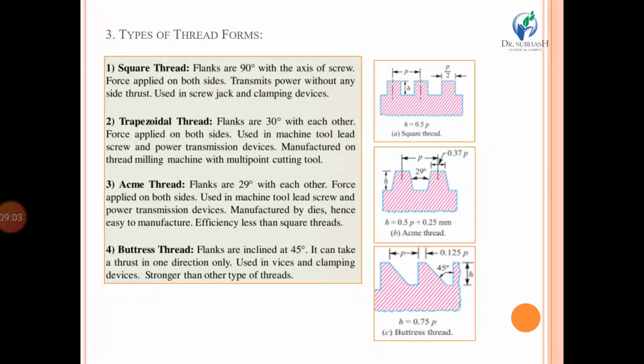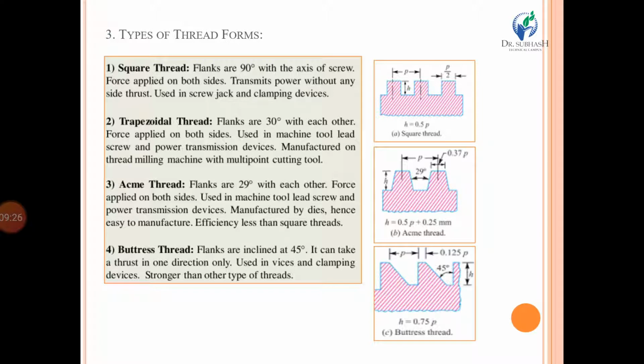Acme thread is thread type number 3, and it is very similar to the trapezoidal thread, except there is a little difference in the angle. There is 29 degrees between flanks in place of 30 degrees. Other characteristics of the Acme thread are very similar to those of the trapezoidal thread.